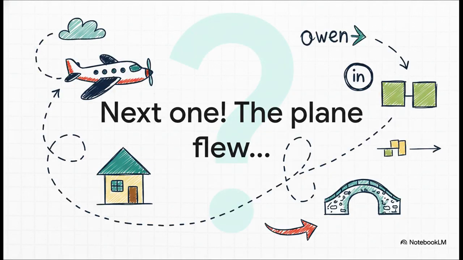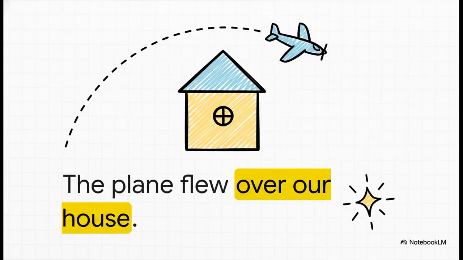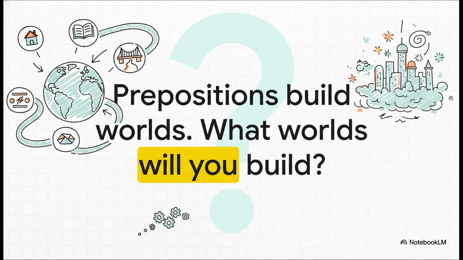Great job! All right, one last challenge for you. Look at the plane's path and think about its position relative to the house. What preposition is going to best describe that movement? Exactly. The plane flew over our house. It's moving at a higher position, across the top of it. You've totally got this. Fantastic work. So you see, from in and on to for and over, these tiny words are your tools. They don't just connect other words. They build relationships, they show action, and they create entire scenes, entire worlds inside the mind of your reader. So the only question left is, what worlds will you build?